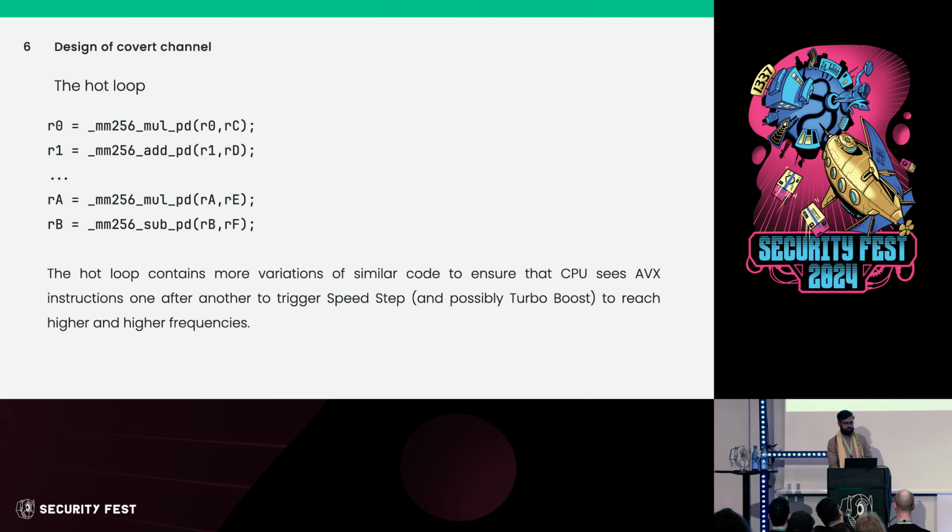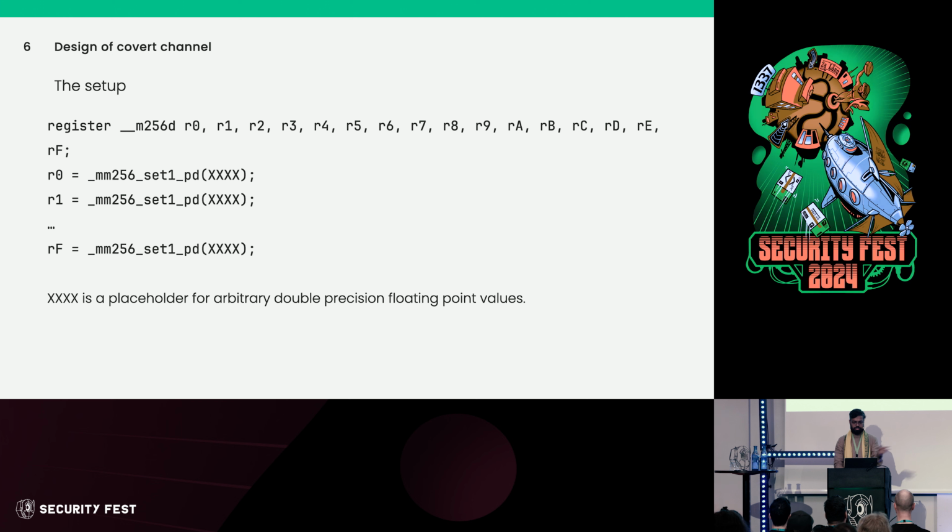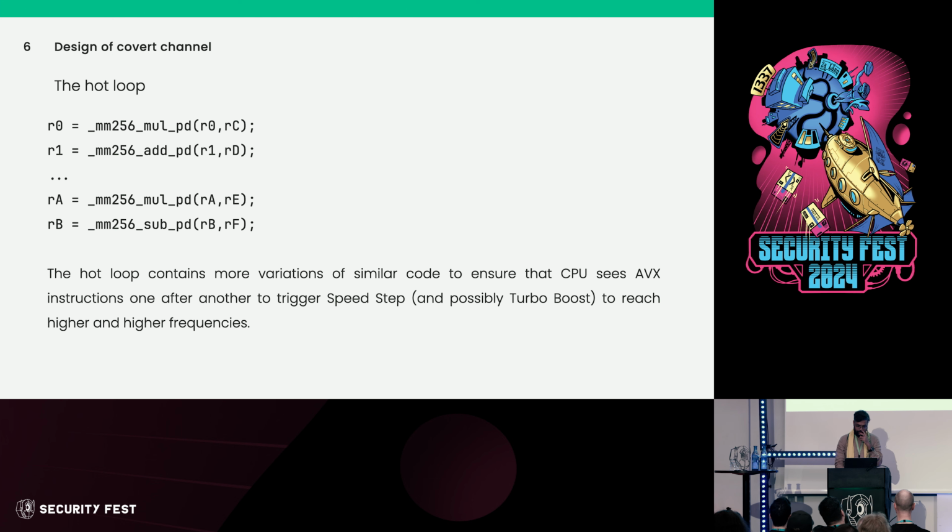And then for the hot loop, I do something like this for all the registers that I have declared here. Okay. And this is done to ensure that the CPU is going to see a lot of AVX instructions tightly, one after another, one after another, so it does not have time to wait for something else and lose all the heat that it got from this. Okay.